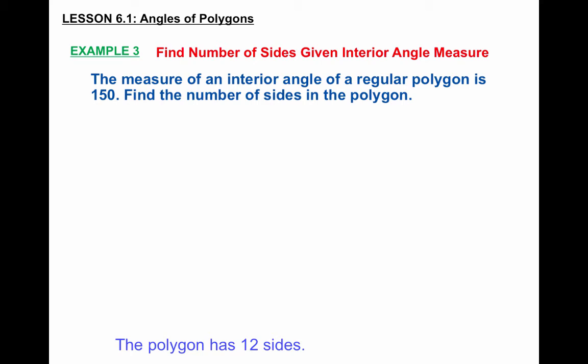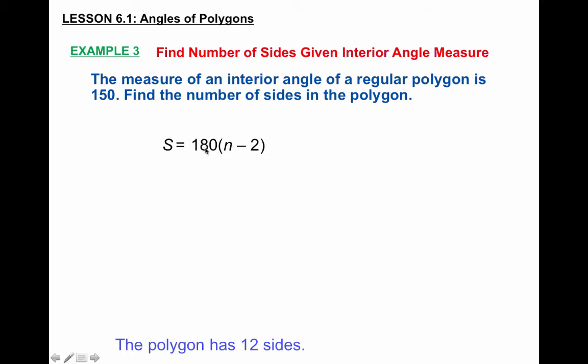All right, now this one gives you the opposite. This time it says the measure of an interior angle of a regular polygon is 150. Find the number of sides. Well, already you can see at the bottom the polygon has 12 sides, but how would we know that? In this case, we're kind of working backwards. So we're looking for the number of sides, all right?